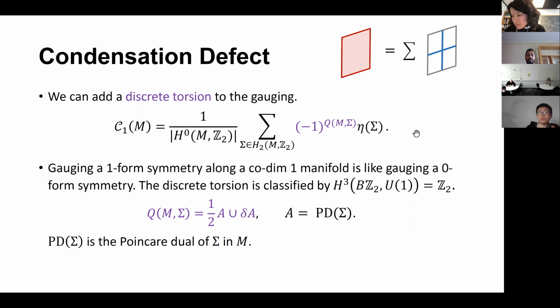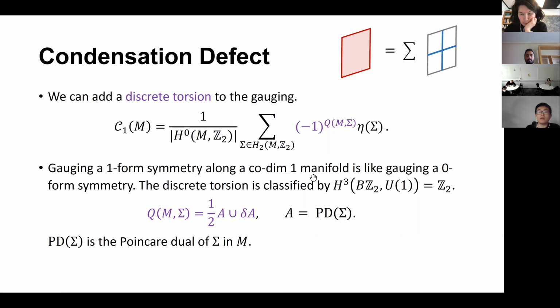So the discrete torsions that we can introduce are essentially the same as the discrete torsions that we can introduce for gauging a zero-form symmetry. So they are just classified by the third group cohomology of Z2, which is given by Z2. So that means that there are two different condensation defects associated to gauging a Z2 symmetry on a codimension-one manifold.